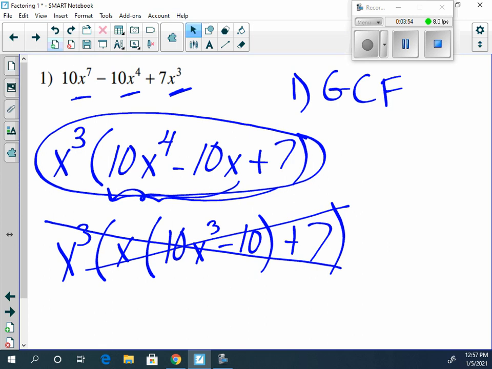These first so many, we're just going to have a greatest common factor. And we get this here. Any questions on this here so far? Okay.